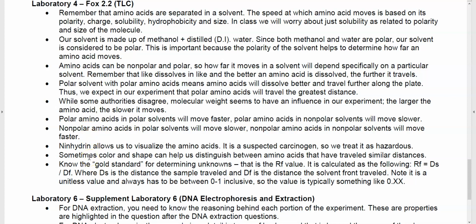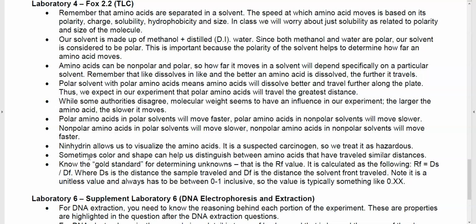Ninhydrin is a chemical that allows us to visualize the amino acids in lab. It's a suspected carcinogen, so we would treat it as being hazardous, and we'd actually spray it in the fume hood with somebody wearing gloves. And then we would leave them in the fume hood when we were done measuring, and then we would dispose of them properly.